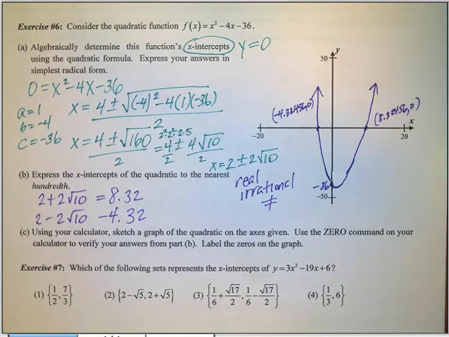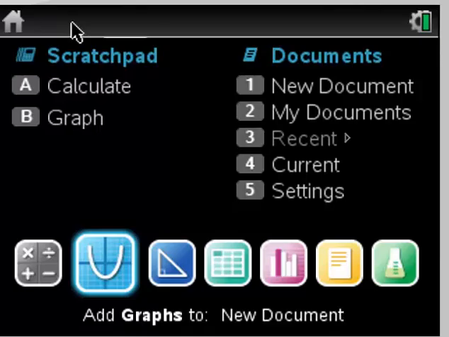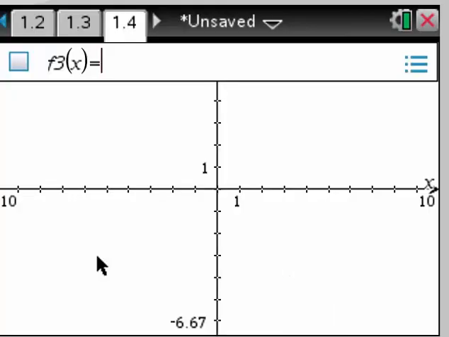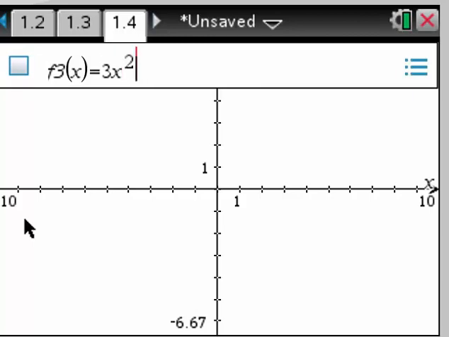So in number 7, they want to know which set represents the x-intercepts. So I'm going to use my graph. I'm going to pull up my calculator again, and I'm going to graph this quadratic. So get a new graph, 3x squared minus 19x plus 6.